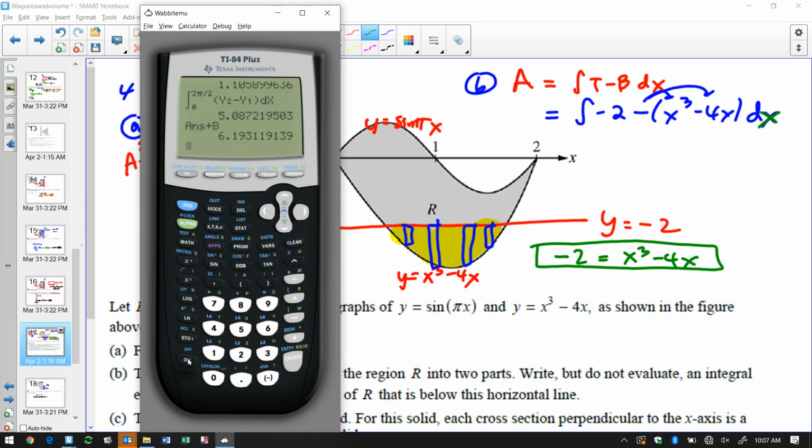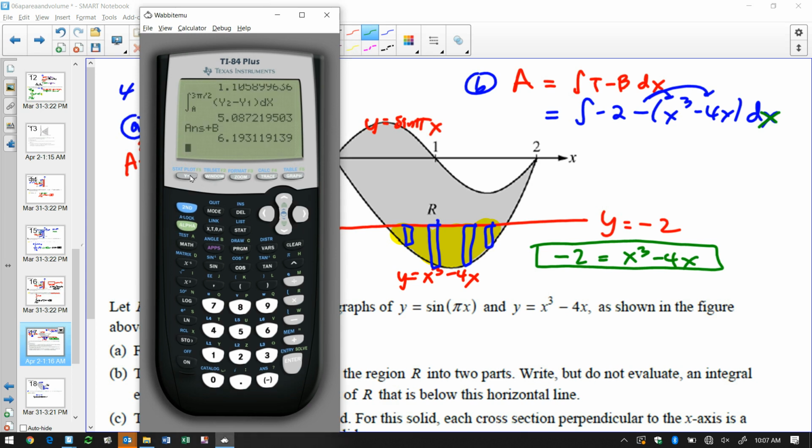So let me go to my calculator and define y1 now as -2, and define my y2 as x cubed minus 4x. Oh, it's positive. Sorry. Good. Thank you.